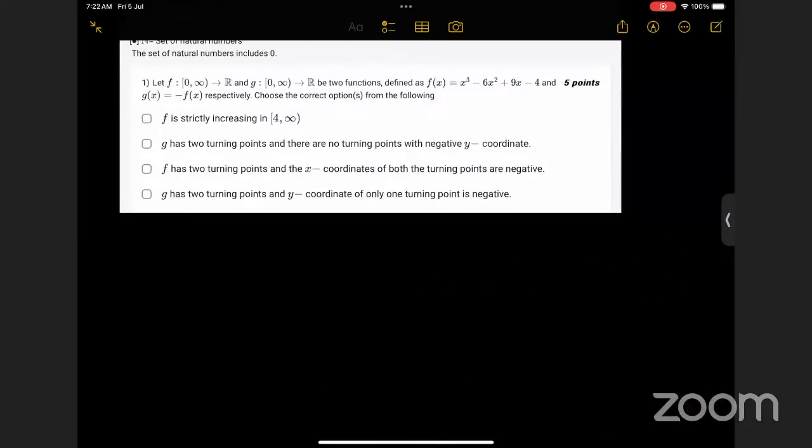Yes, you can draw the graph. Then from the graph you can analyze, right? First one is correct. Yeah, write your answer in the chat box.